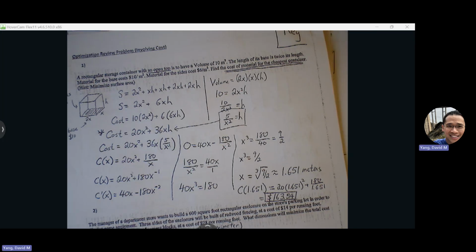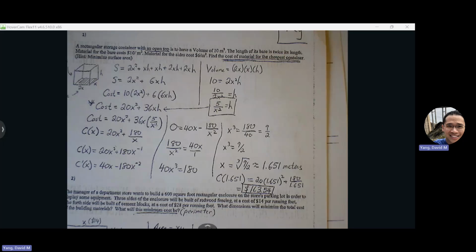Yeah, it's not included in this packet. Let me, if you guys get a sheet of paper, I'll write it down.